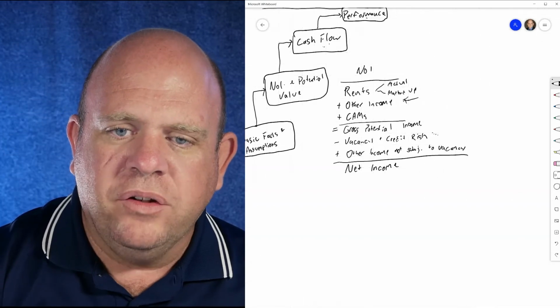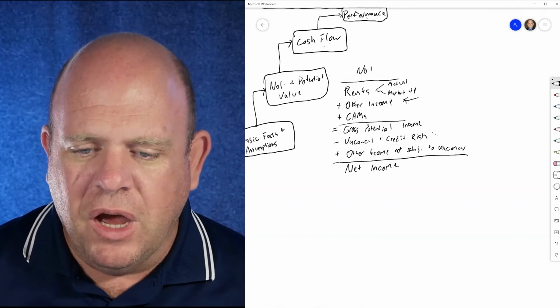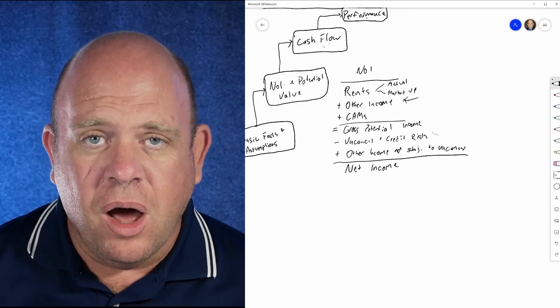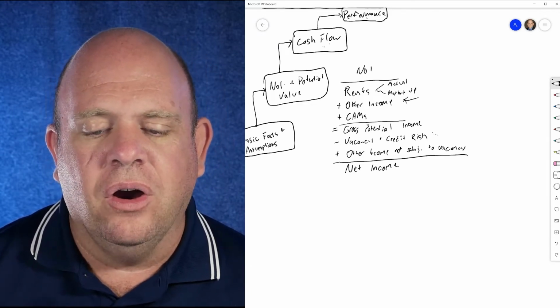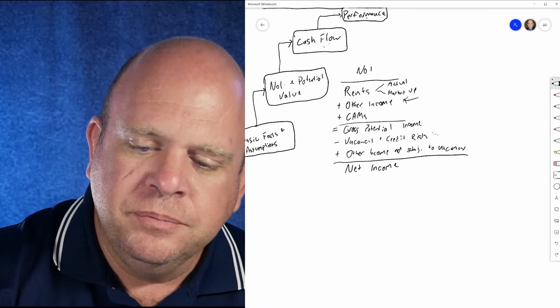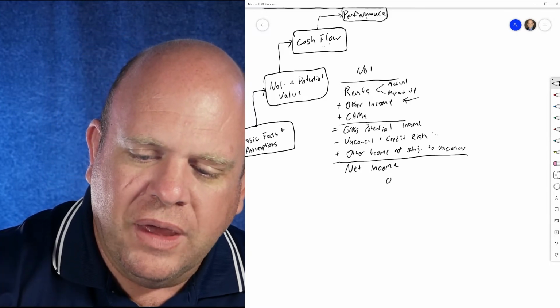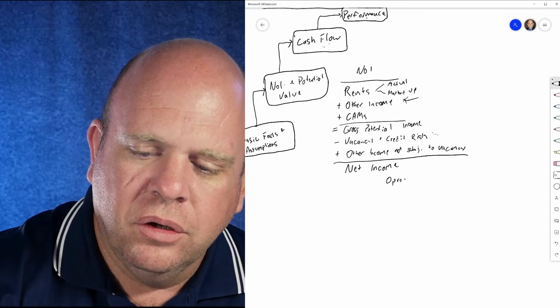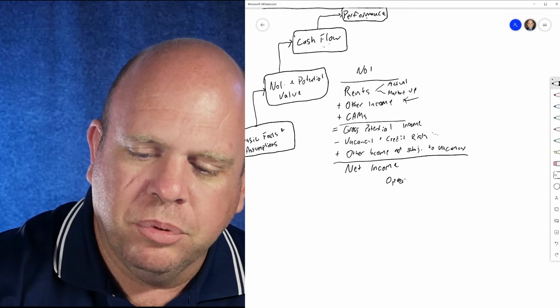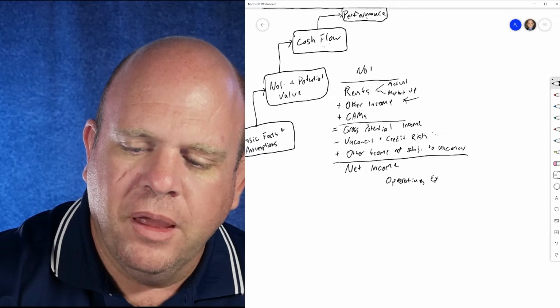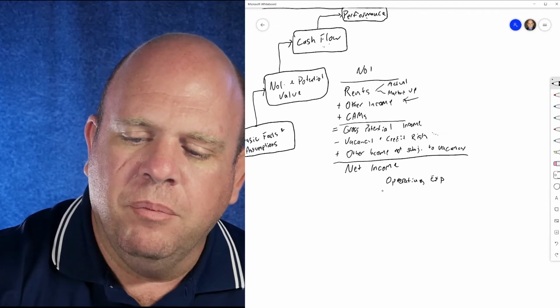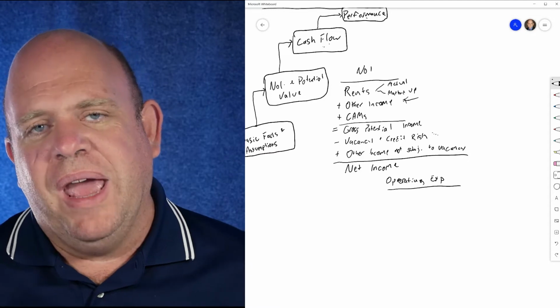So now what do we need to do? Now we've got net income, we need to get to net operating income. The next step is we have to subtract our operating expenses. So I'm going to write that over here: operating expenses. So now we've got all of those things that we have to pay.